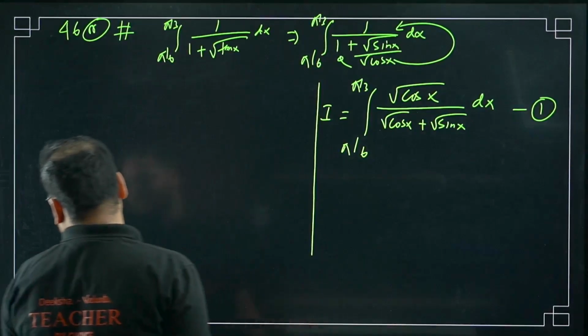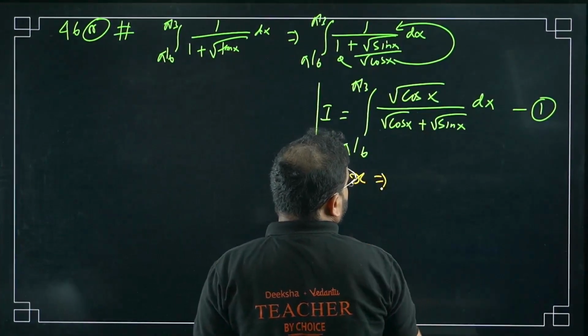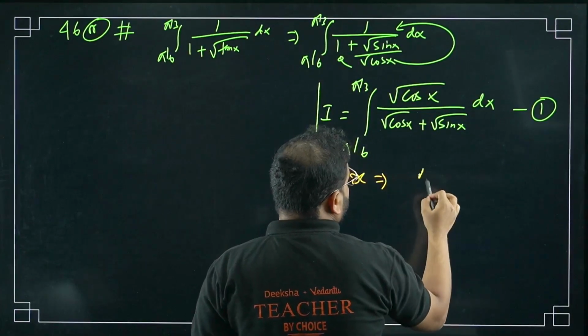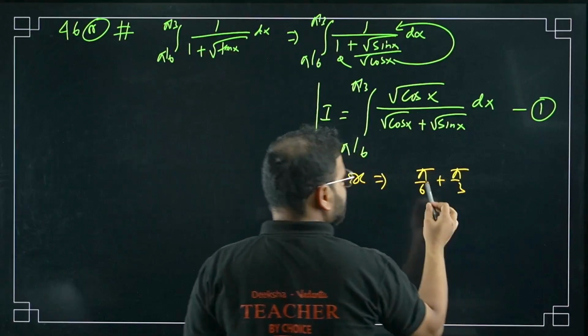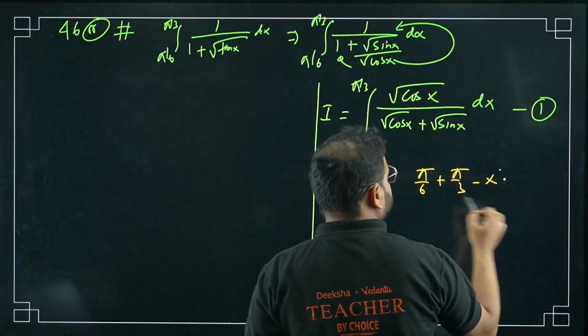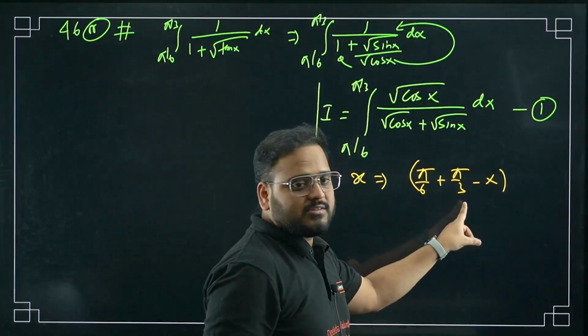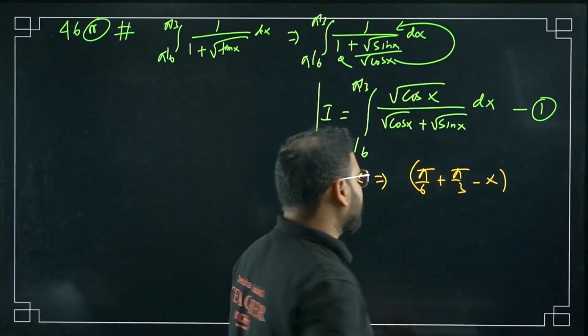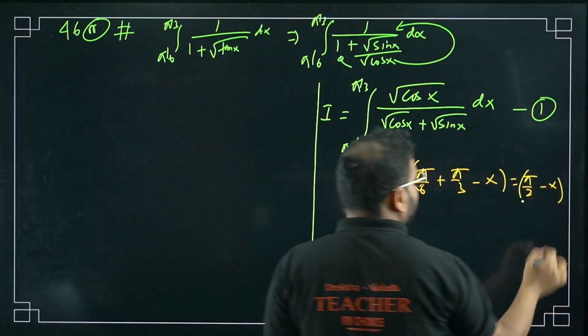Now we're going to use the property that we have just learned: replace x by the sum of the limits. So pi by 6 plus pi by 3 minus x. How much is that? It's pi by 6 plus pi by 3, that is 30 plus 60, which is 90 degrees. So pi by 2 minus x. I'll repeat myself.